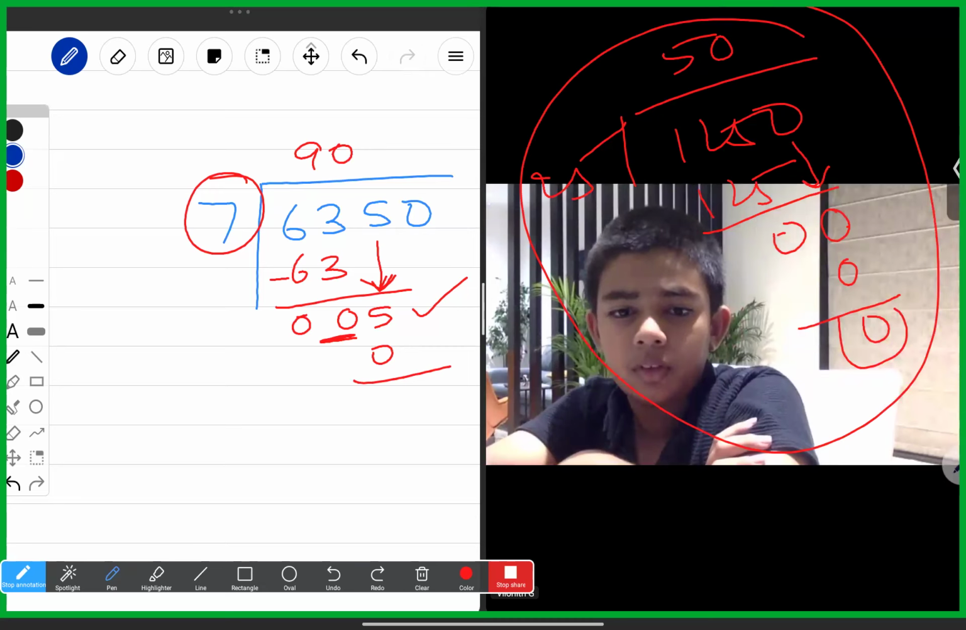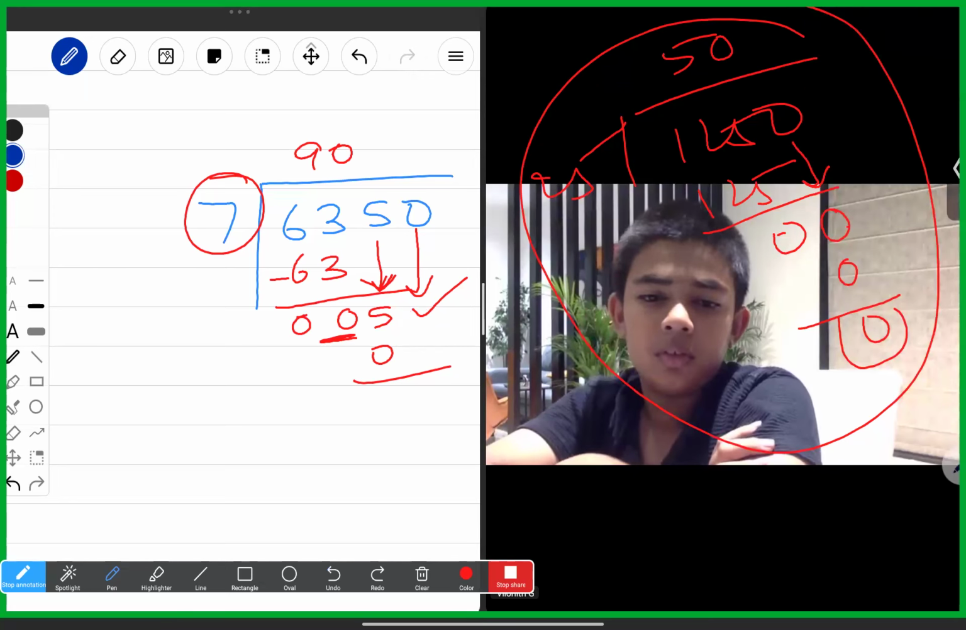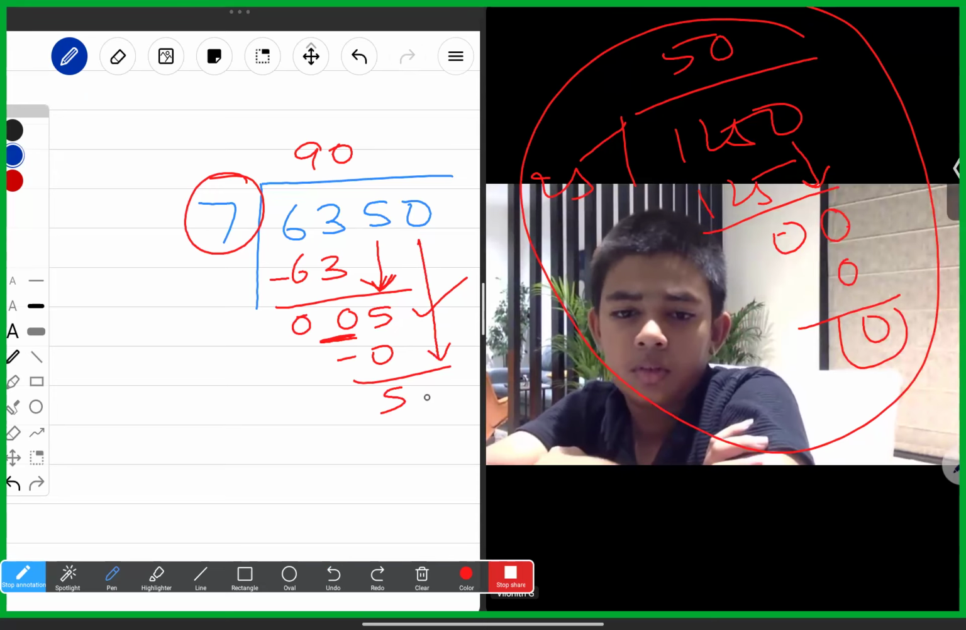Or some teachers directly keep 0 there and then bring the 0 down in this step. Maybe you might have noticed it that way. But actually this will not confuse you. In every step, whatever digit you brought down, we have to divide it. So 7 zeros are 0, then 5 will come down. Then this 0, now it will become.